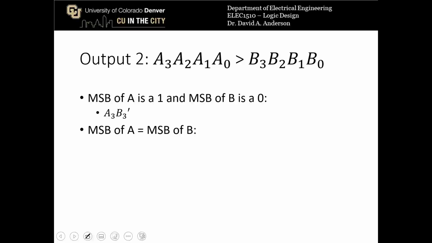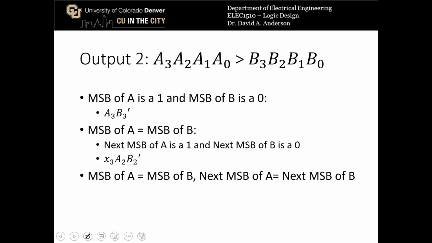If the most significant bit of A is equal to the most significant bit of B, we can use the equality circuit from the previous slide to tell if that's true or not. Then we look for the condition where the next most significant bit of A is a 1 and the next most significant bit of B is a 0. In this case, A sub 2 and B sub 2. So this condition would be x sub 3, that means that A sub 3 was equal to B sub 3, and A sub 2, B sub 2 prime. So this term means that A sub 3 was equal to B sub 3 and A sub 2 is a 1 where B sub 2 is a 0. So that means that the number A must be greater than the number B. So that's another possibility.